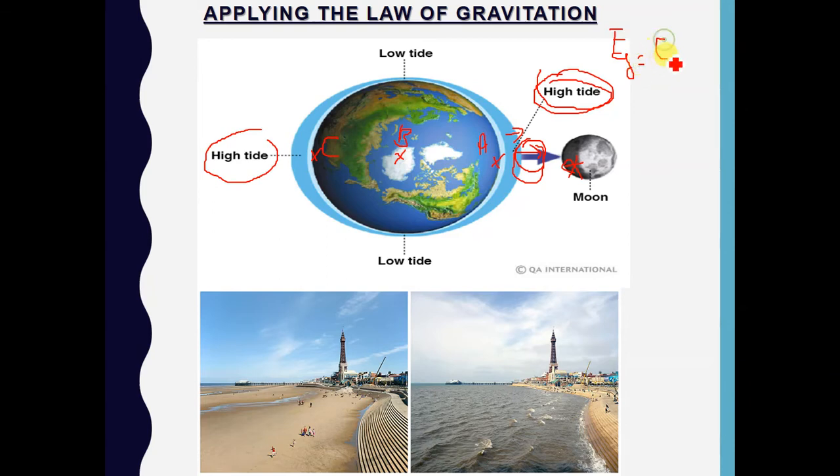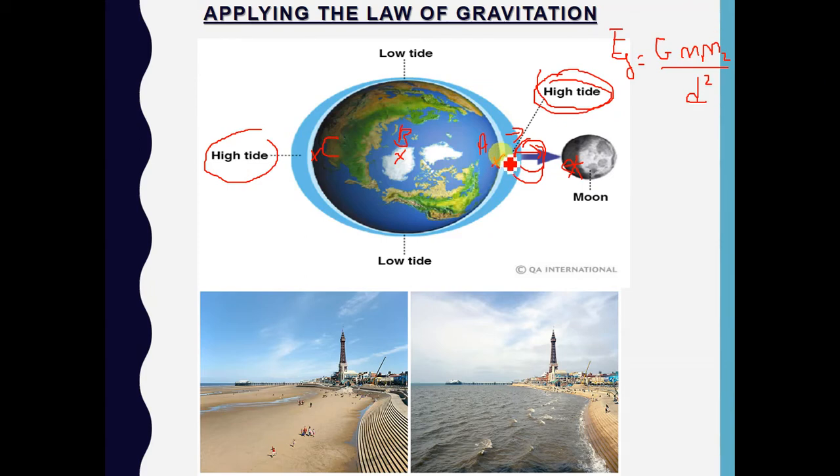It is G, which is the constant number, times mass m1 times mass m2 of the other object, divided by the distance between the objects squared, or r squared. So the closer the masses are, the stronger the force is.